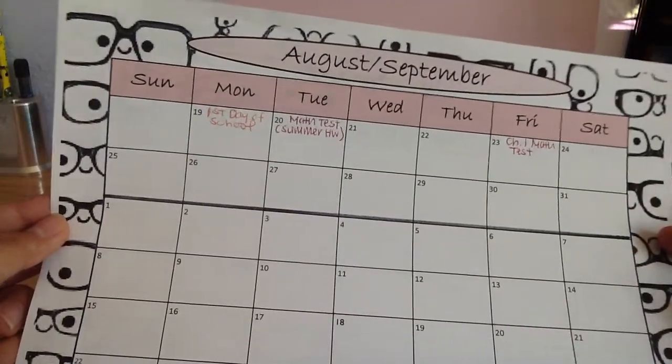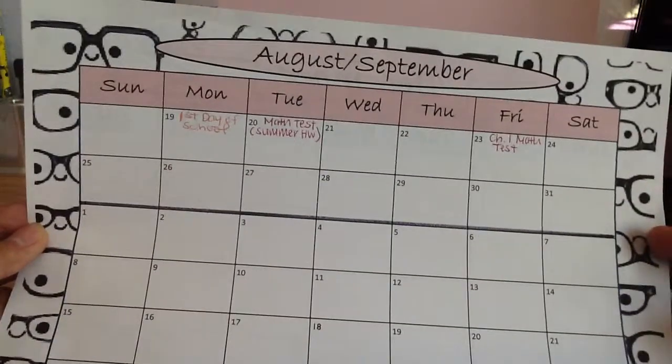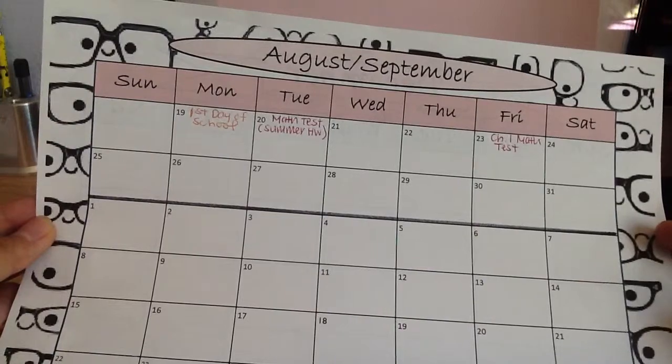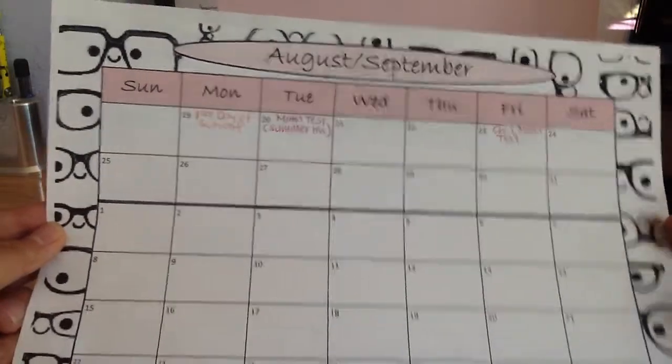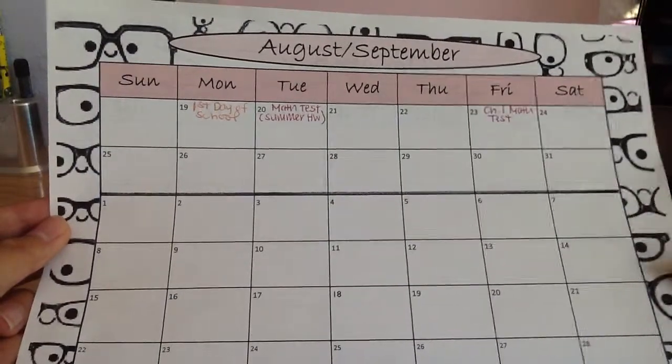So on the second day of school, we have a math test based off of our summer homework, and then on Friday we have our first chapter 1 math test. School is just not going to be all that as it was back in elementary school.